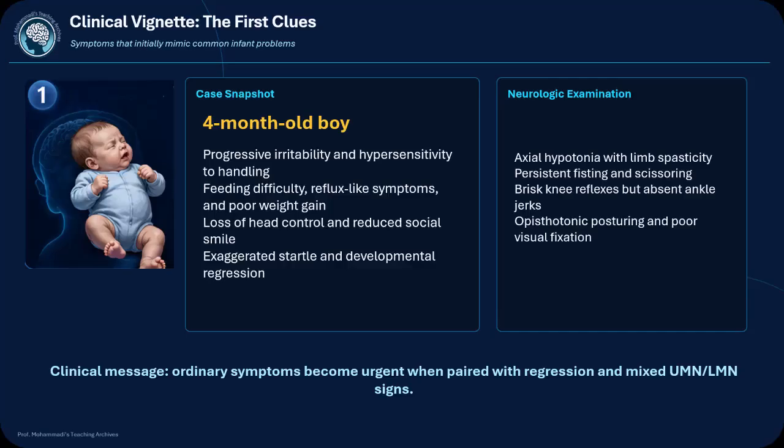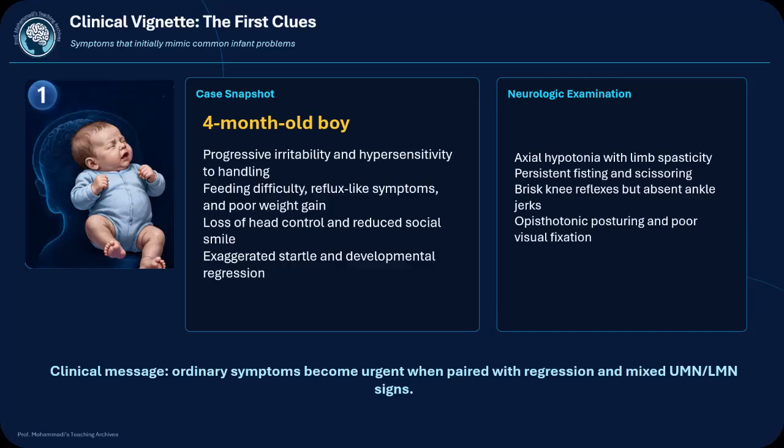On examination, the infant shows axial hypotonia with limb spasticity, persistent fisting, scissoring, brisk knee reflexes, absent ankle jerks, opisthotonic posturing, and poor visual fixation. This combination is highly significant. It suggests both upper motor neuron involvement and peripheral nerve involvement.